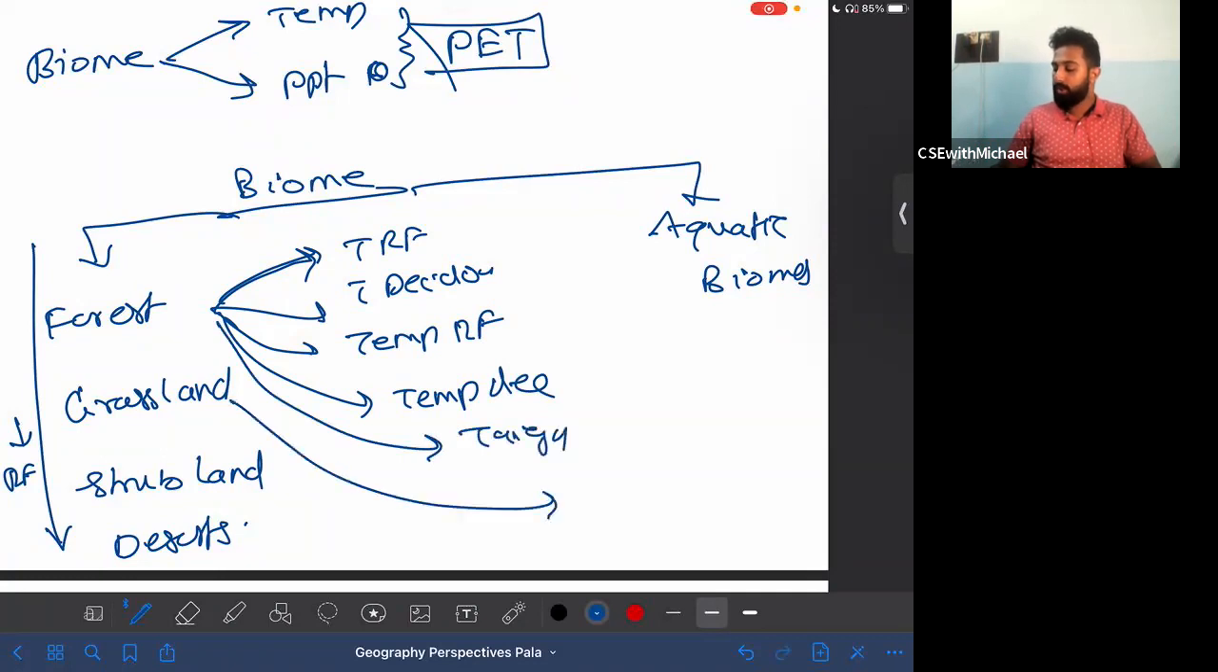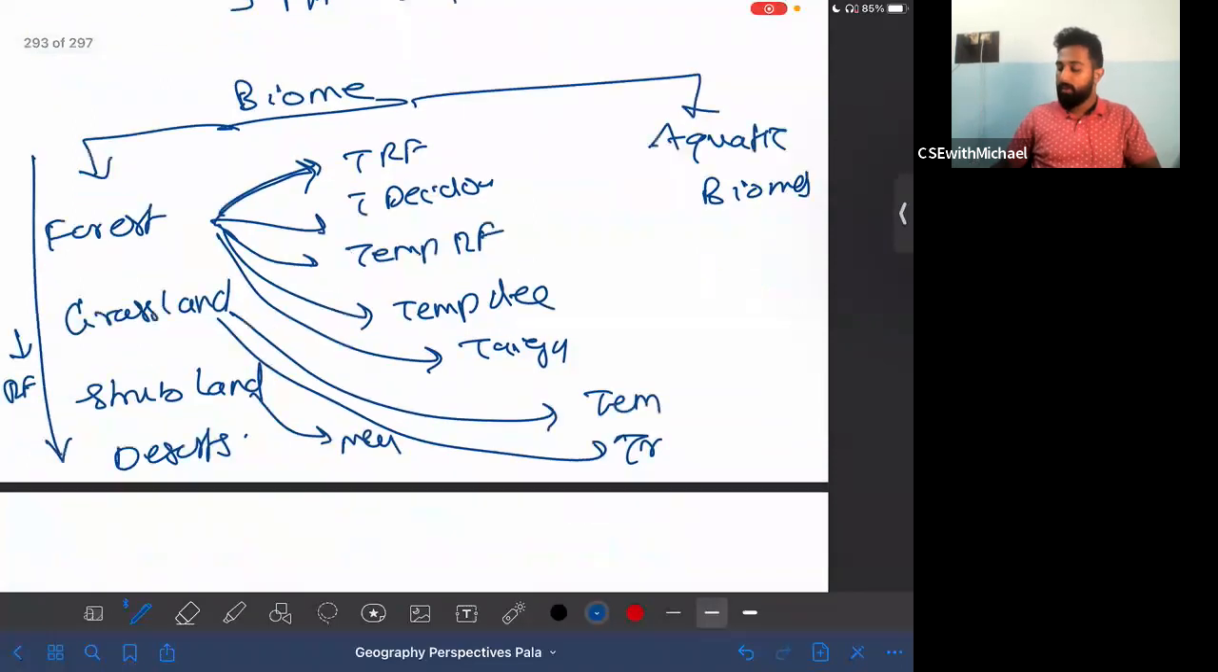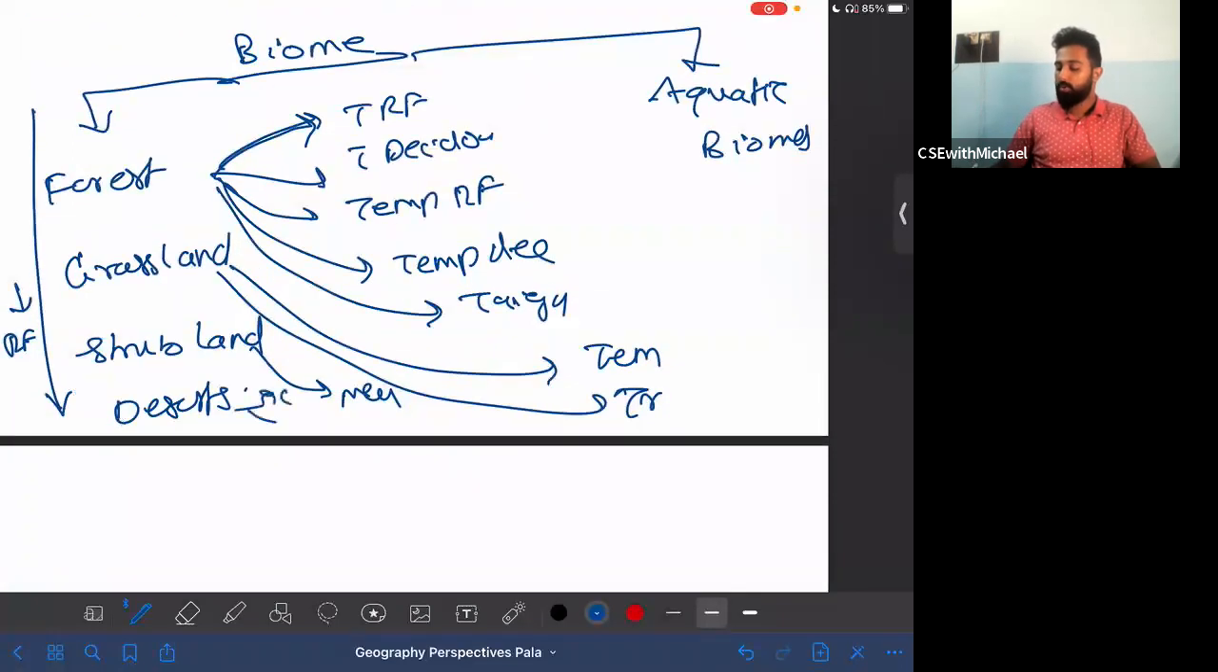With respect to grassland, we know the temperate grassland and tropical grassland. Shrubland is mostly the Mediterranean climate and some of the hot desert regions. Deserts can be hot and cold desert. So shrubland is also a characterization of desert landscape. These are the broad classifications of biomes you can find. Aquatic biome comprises freshwater biome and marine biomes.